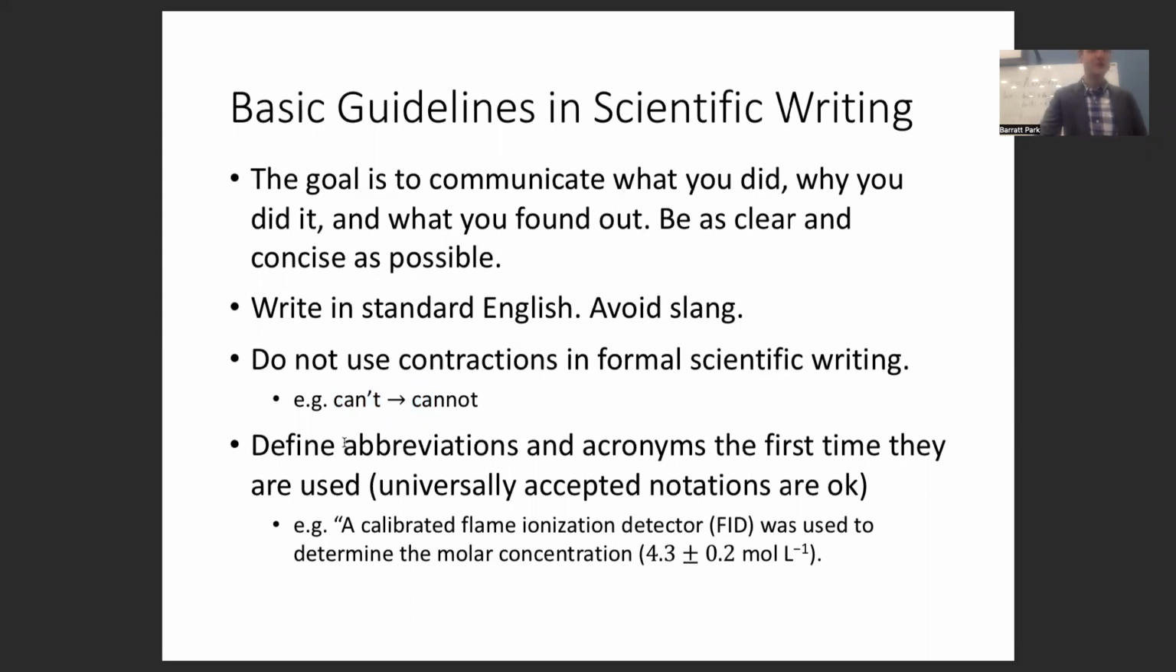The scientific literature is full of abbreviations. In fact, maybe there are too many abbreviations, but you always want to be clear about what abbreviations and acronyms refer to. So the first time you use an abbreviation or an acronym, you need to explain what it means. For example, you could say, a calibrated flame ionization detector (FID) was used to determine the molar concentration. Then everybody knows FID means flame ionization detector. But for standard things like SI units, everybody knows what the abbreviation stands for, so you don't need to include that. Okay.